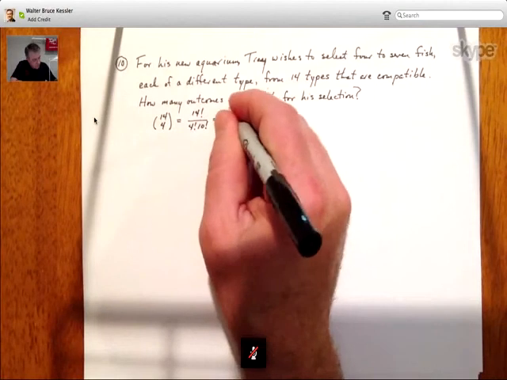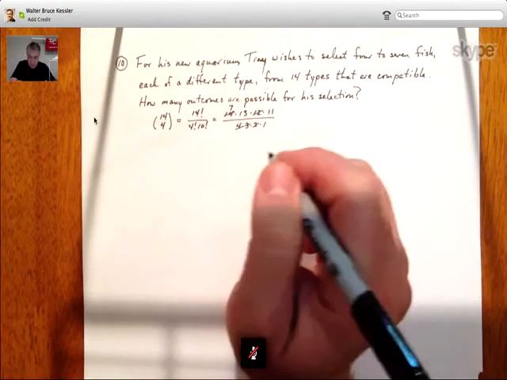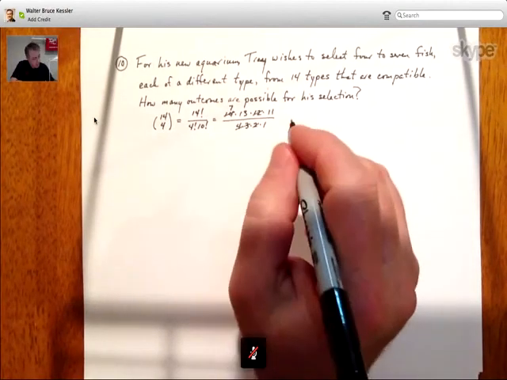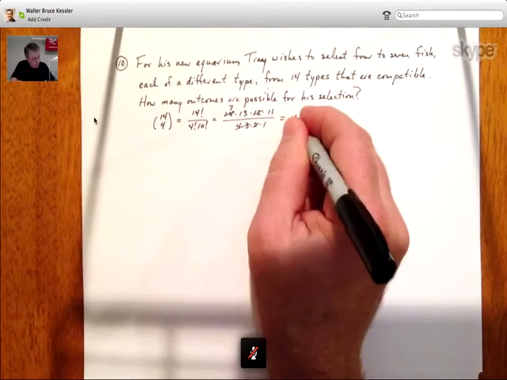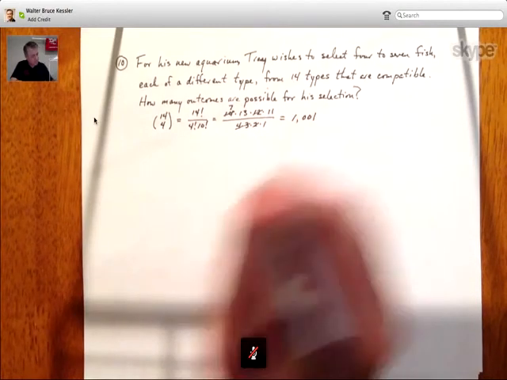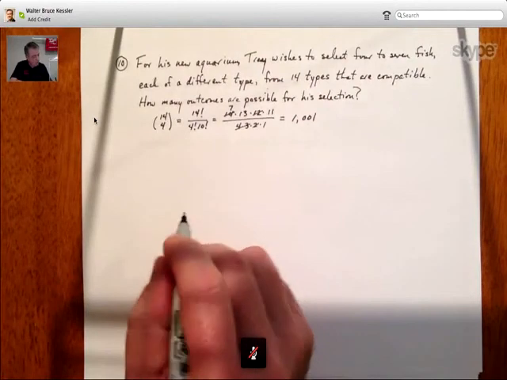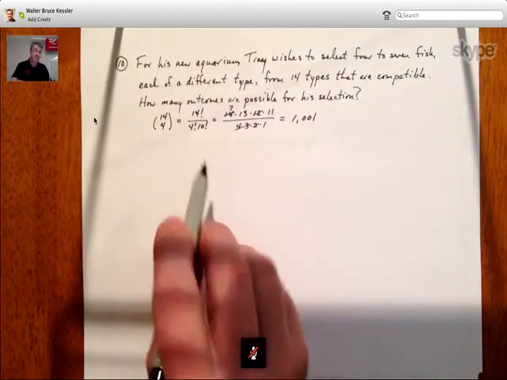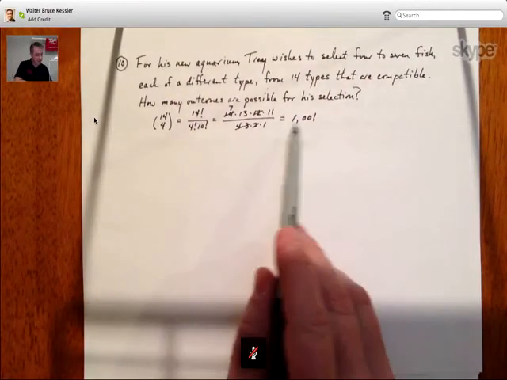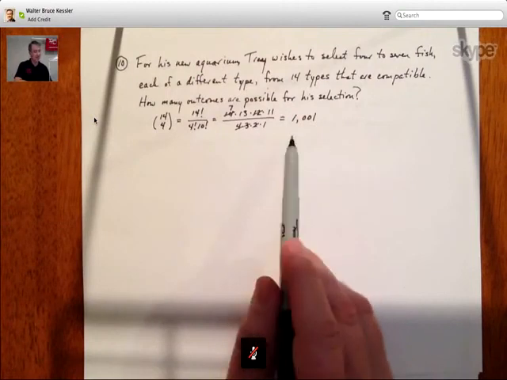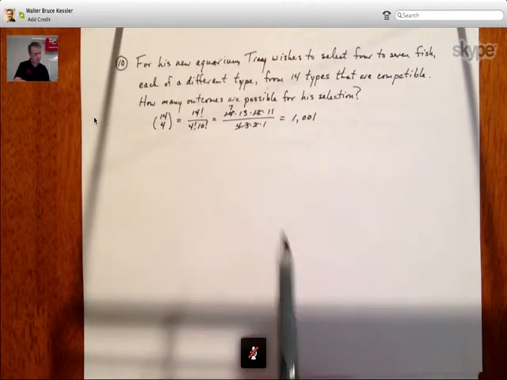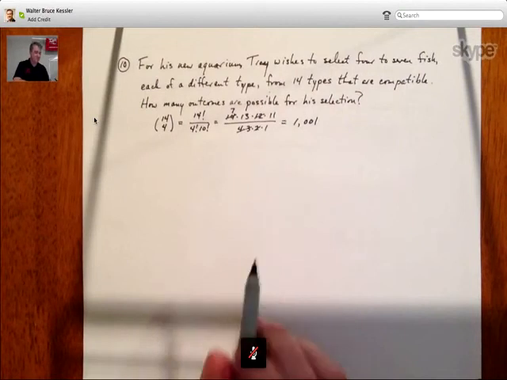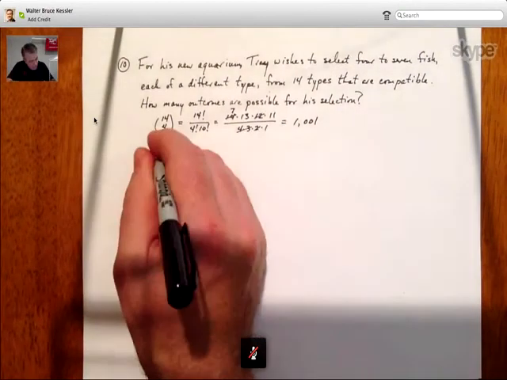The 2 here probably gives me a 7. And I think when you do all this out, you get 1,001. Okay. And if you remember your divisibility test, you realize, oh yeah, that's divisible by 7 and it's divisible by 11, right? If you remember how that all works.